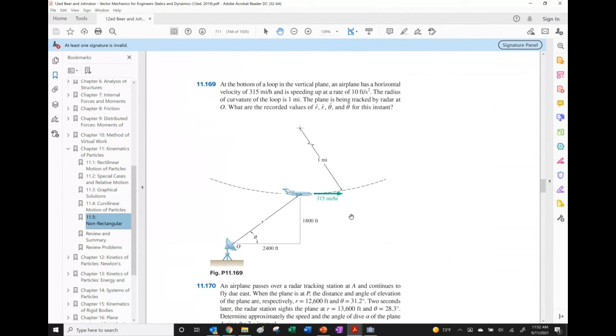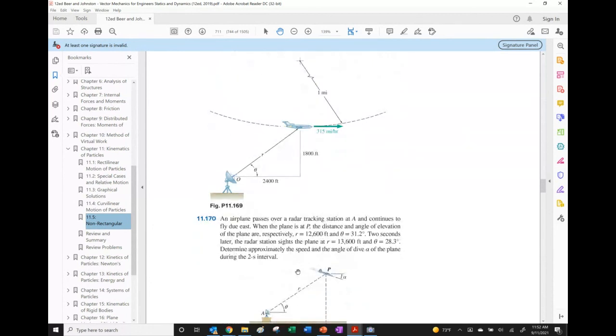All right, so we have this plane, and it's down at the bottom of this. It's taking a dive, but it's doing it with a curvature to it, about 1 mile worth of curvature. And we want to find what the recorded r dot, r double dot, and theta double dot are going to be at this instant.